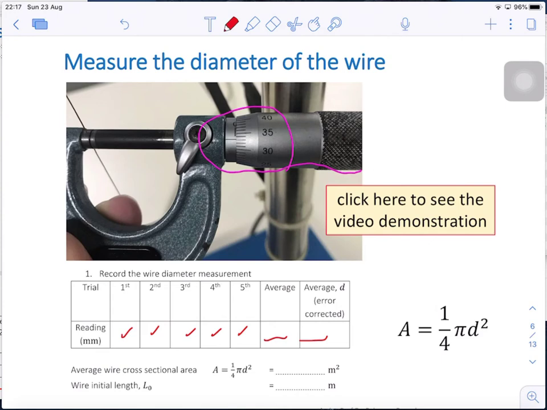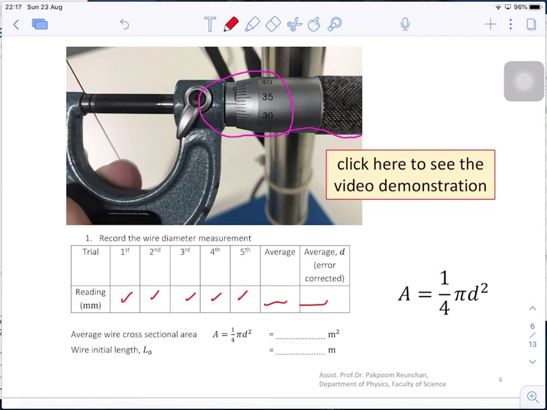and then you can calculate the area by using this formula. Okay, this is just pi r square, but r is a radius, right? So you got the diameter, so it's one-quarter pi d square.